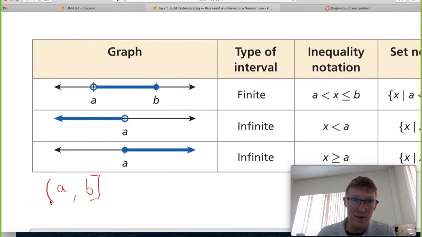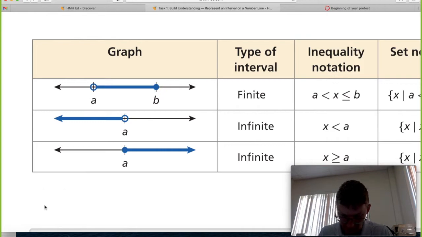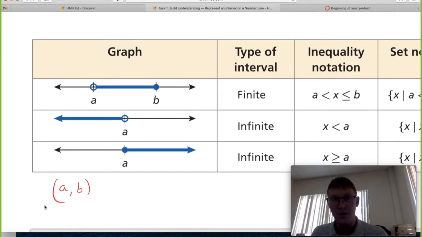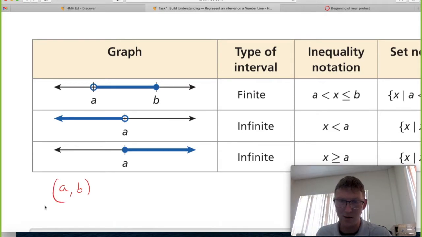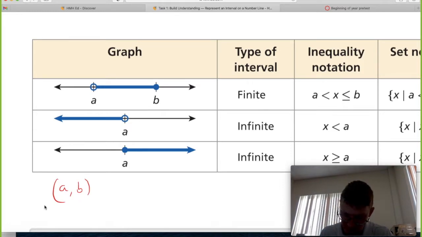So this is something that you will see over and over again. What gets confusing is when, let's pretend that this is an open circle as opposed to a closed circle. So then what would that look like? Hopefully you're thinking to yourself that it would look something like this. This also looks like an ordered pair, like your x and your y. But it's not, it's an interval.